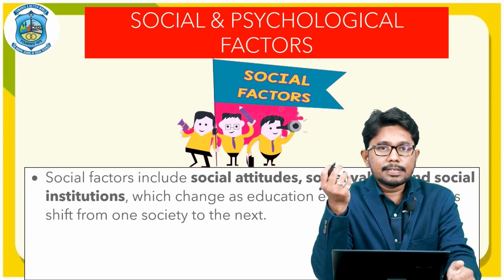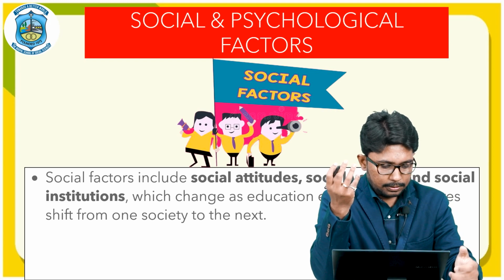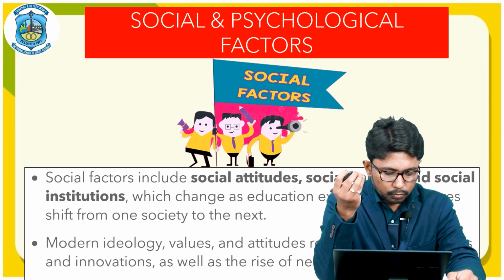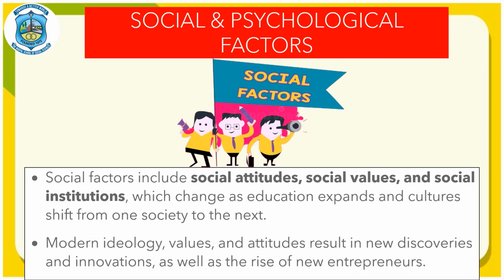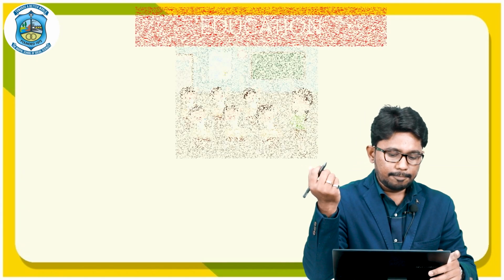Now the second one is the social and psychological factor. The first point is the social factor, which includes social attitudes, civic values, social values, ethics, morals. These are all factors of social development which change, expand and shift from one society to the next, which is very true. Modern ideology, values and attitudes result in new discoveries and innovation as well as a rise in entrepreneurship, which we just discussed in the economic factors.